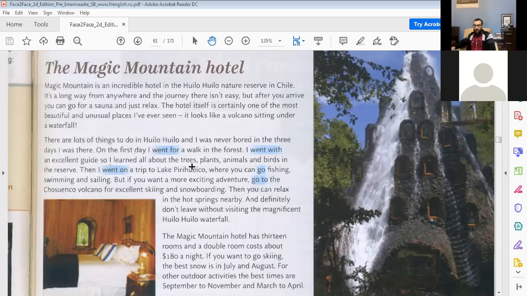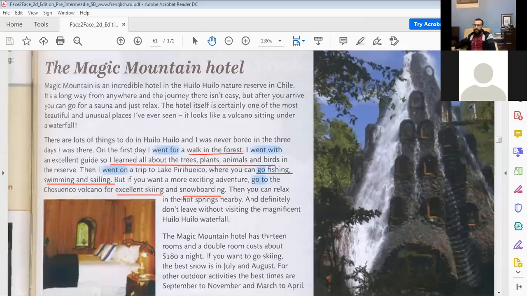Learn about trees, correct? Plants and animals and birds. You can walk in the forest, true. Where's the sailing? Snowboarding, fishing also, go fishing. Go skiing. Right. What else? Swimming and sailing. That's also something you can do there. There are so many things you can do. Okay.